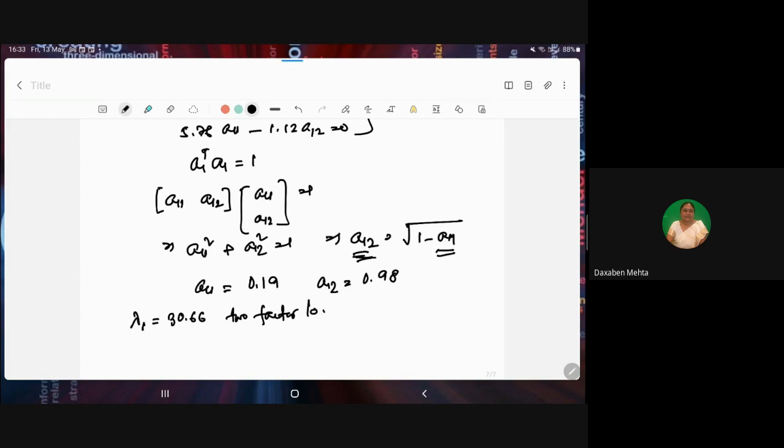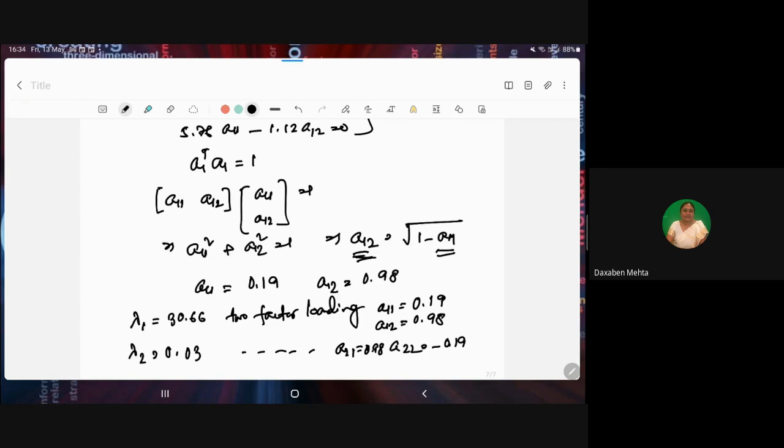two factor loadings. For understanding, it is important. The first factor loading is 0.19, and the second factor loading is 0.98. These are the two factor loadings. And similarly, if you put the value of lambda 2 equal to 0.028 or 0.03, you can find out the two factor loadings as A21 and A22. In this example, if you calculate, the value of A21 is 0.98 and A22 is minus 0.19.